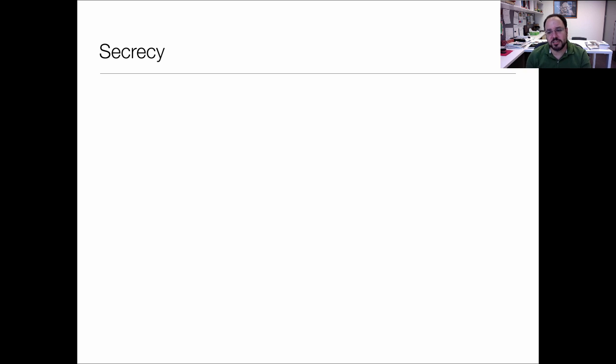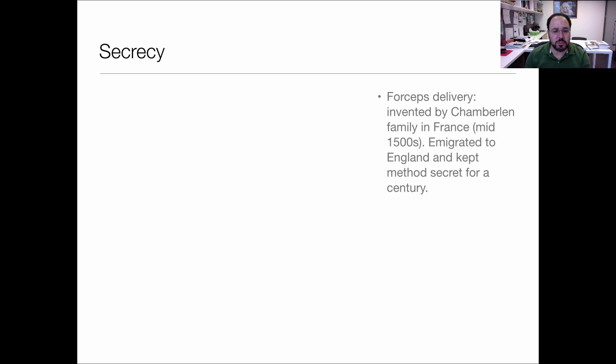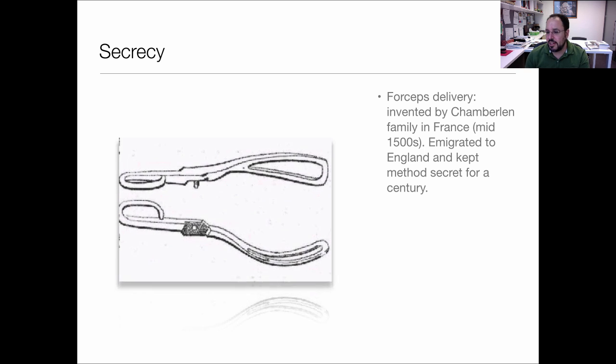What about secrecy? Well, secrecy has costs. Let me give you a story. Forceps delivery. You may not know much about forceps delivery, but it was a way of delivering babies that are having a little bit of trouble coming out. It was invented by the Chamberlain family in France in the mid-1500s, and they emigrated to England. But interestingly, they kept the method secret for a century.